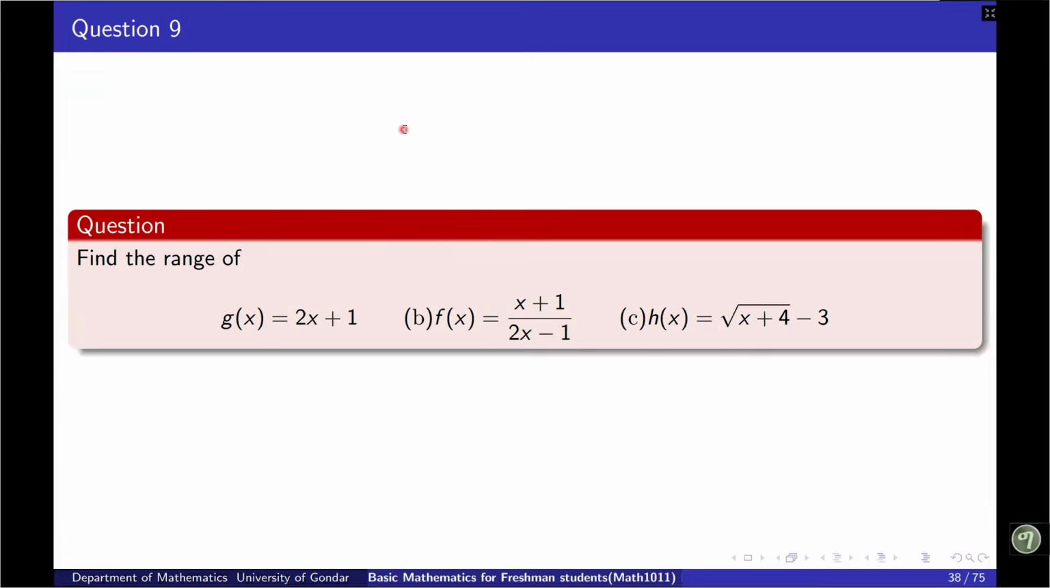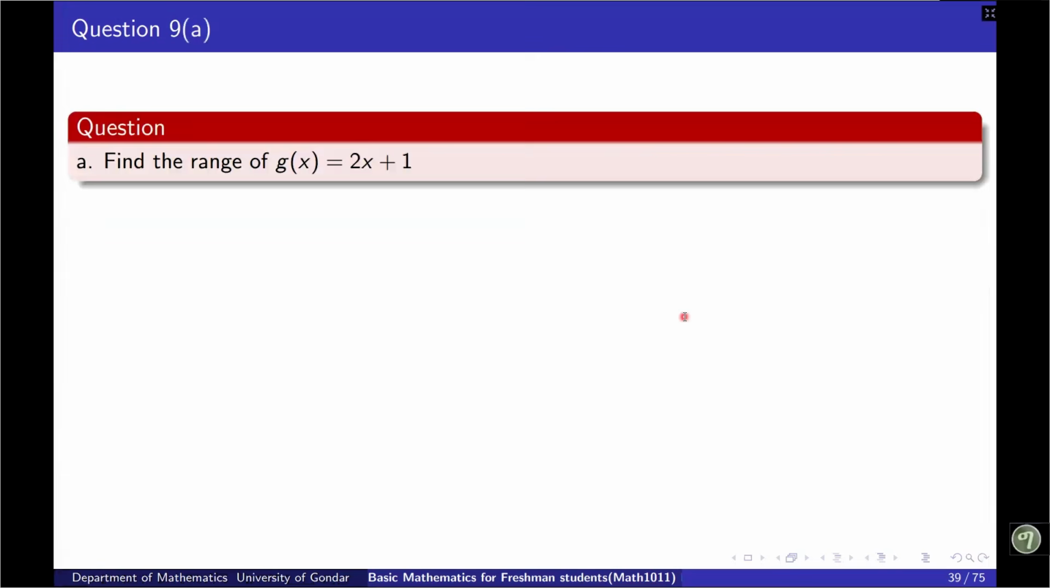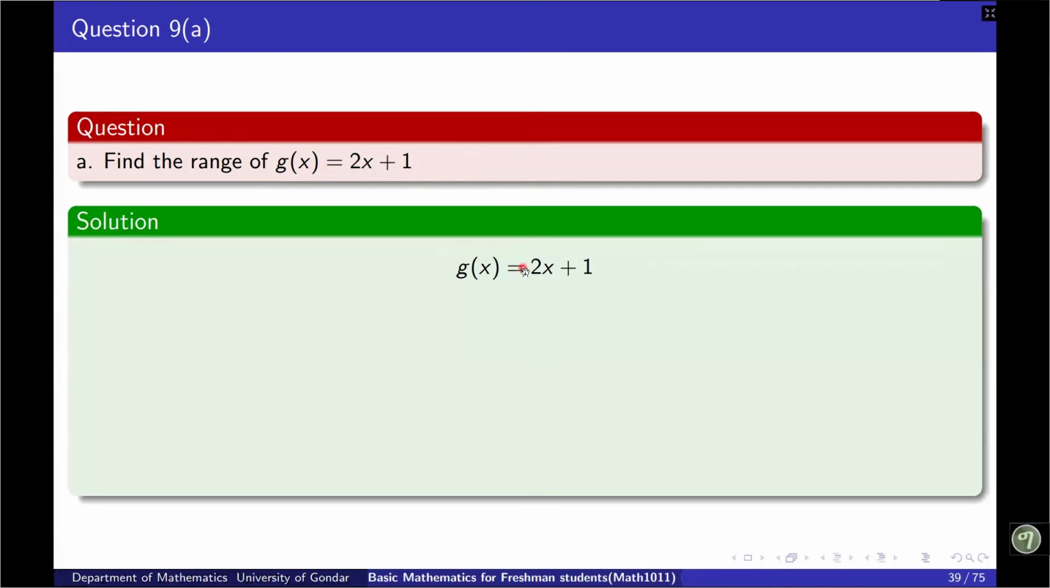Question number 9. Find the range of these functions. So let us see them one by one. Find the range of g of x equal to 2x plus 1. So g of x is equal to 2x plus 1 is given. It is a linear function with slope 2, which is an increasing function. Then the domain is the set of real numbers.